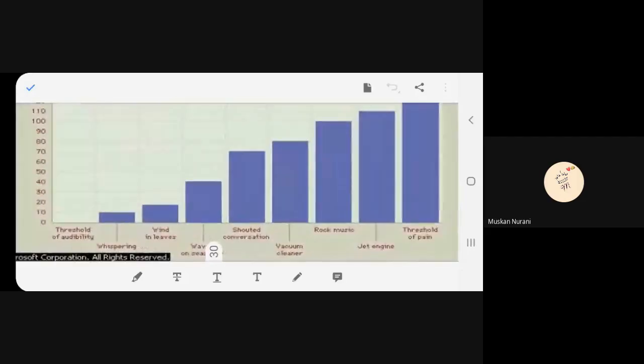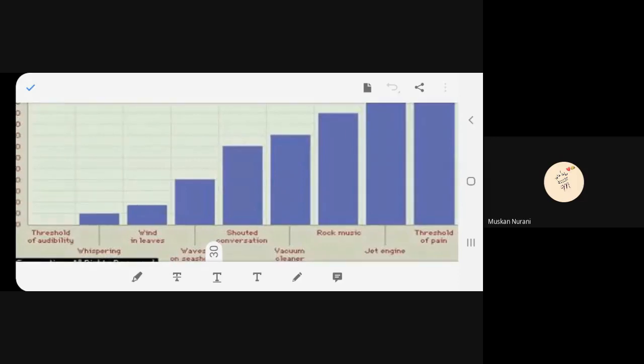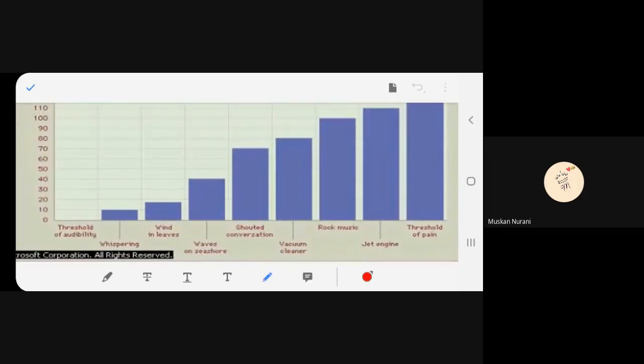For example, I will show you. If you whisper, it is about 10 decibels. The rustle of leaves due to wind is around 18. Waves on the seashore will give you 40 decibels. A shouted conversation that you generally have is 70 decibels. A vacuum cleaner makes more sound, around 80 decibels. Rock music makes it 100. A jet engine, that is the aeroplanes, makes 110.